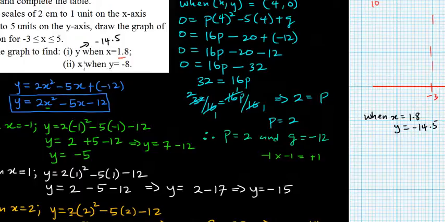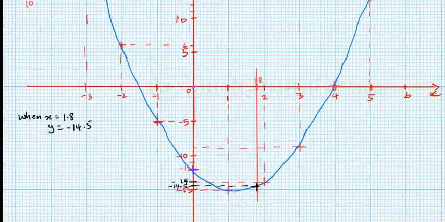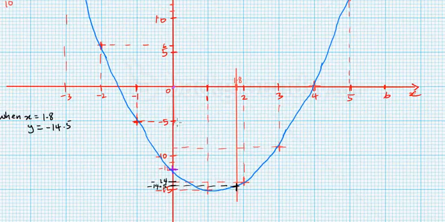Now the next one says find x when y is equal to 8. So let's go to the graph. This is minus 5. Two boxes give us minus 6, two boxes give us minus 7, two boxes here give us minus 8. So this is minus 8 here. Just draw a straight line.